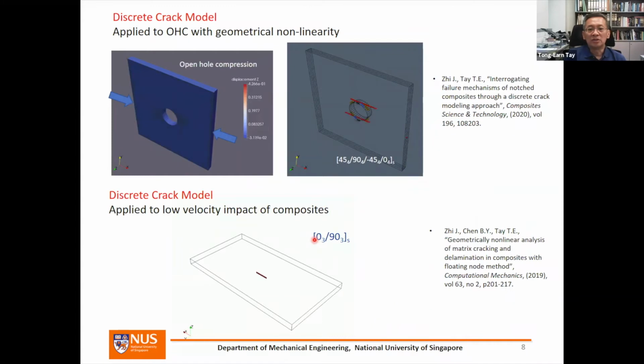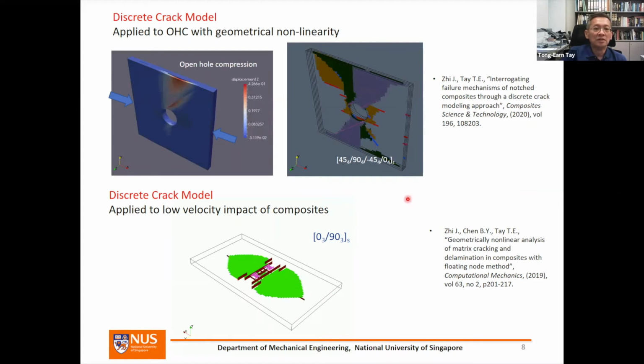And more recently, we have extended the discrete crack model to model open hole compression failure. So you can see here that on the left, the picture depicts the failure of the outer ply, which in this case happens to be a 45-degree ply. And then here you can interrogate the damage at each ply, as well as the delaminations between various interfaces.